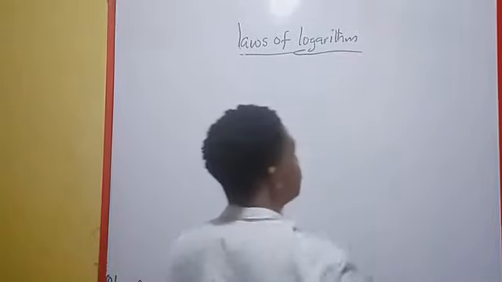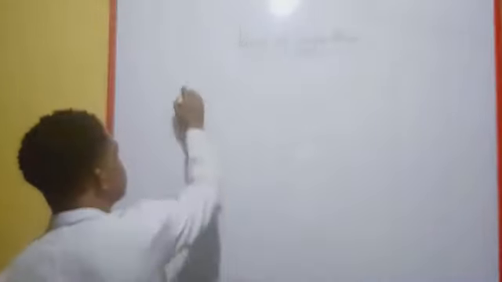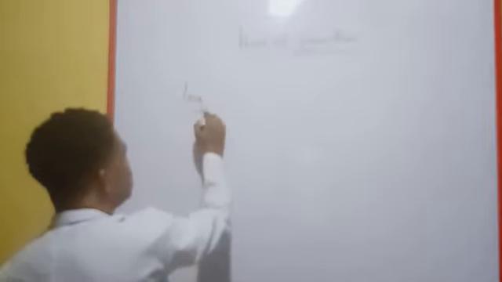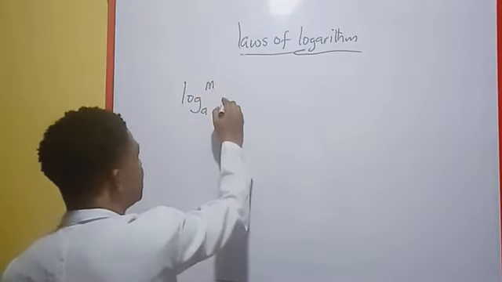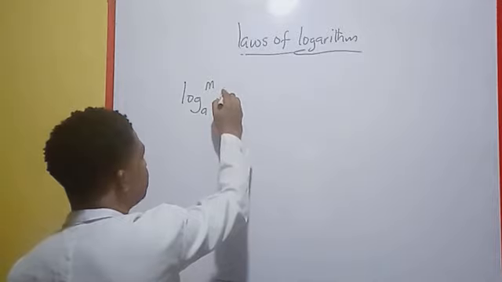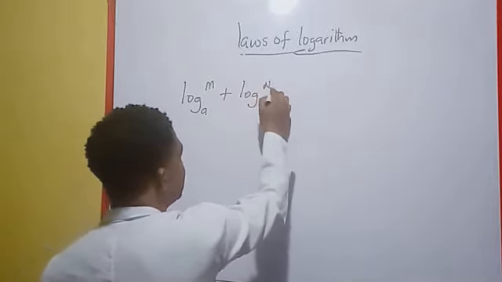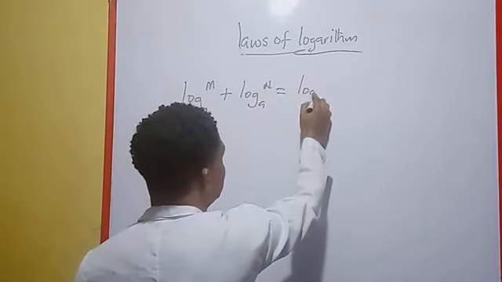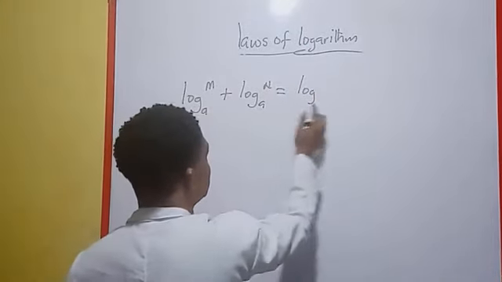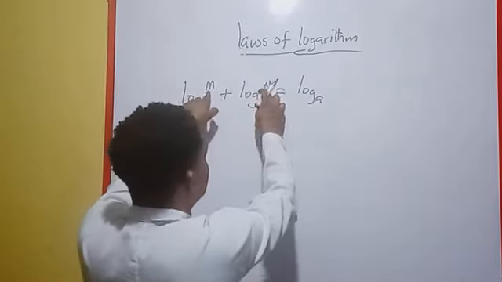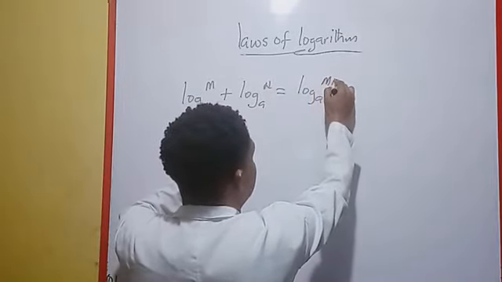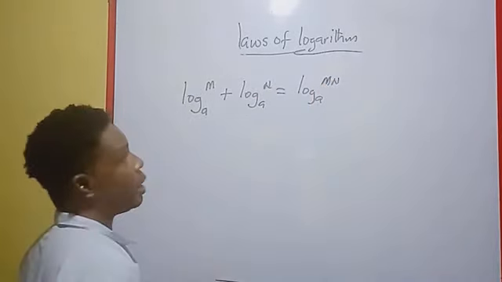Okay? So the fourth one I want to explain here is also similar to the law of indices. If you have log a raised to the power m, plus log a raised to the power n, since the base is the same, you take the base, and the powers you multiply, m times n.